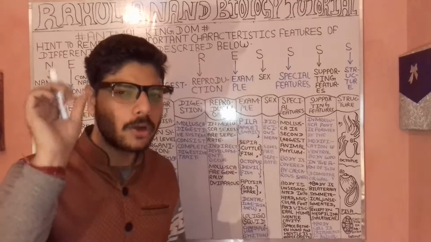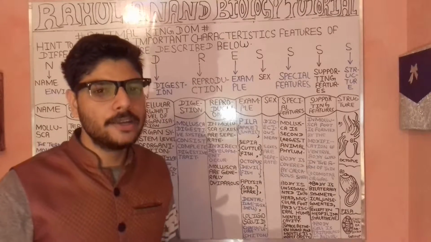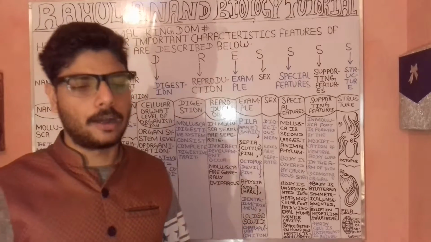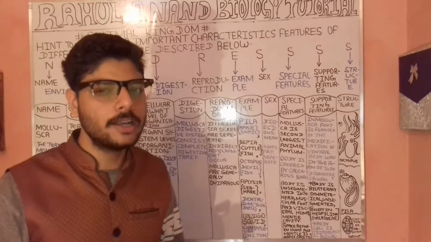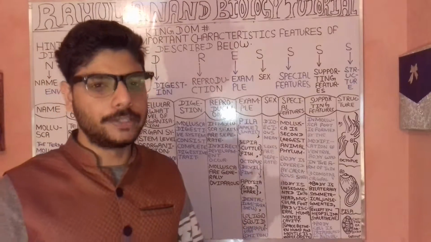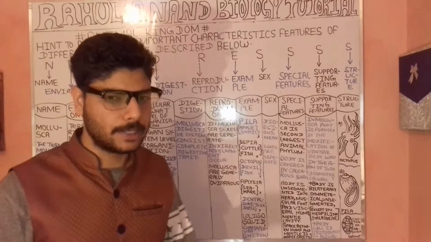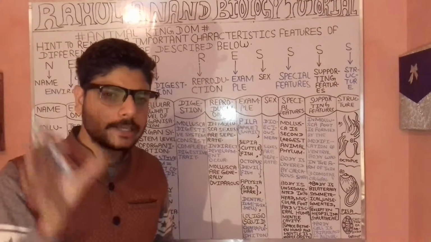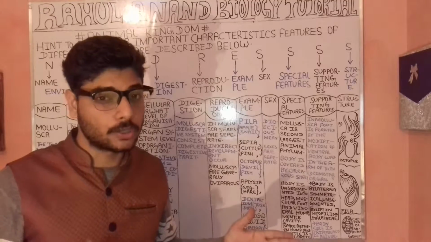Now, when we are talking about the examples, what are we having in this case? In this case we have the pila. Then we have the sepia, then the octopus, then the aplysia, then the dentalium. We also have other features as well as the characteristics of the examples. Here is the dentalium, then the loligo. So this is somewhat the condition when we are talking about the case of the examples.